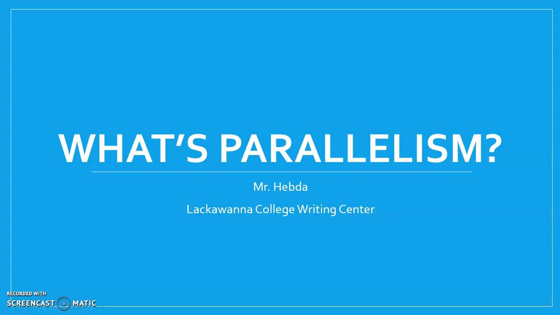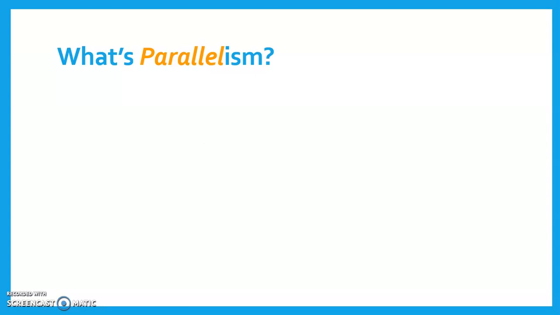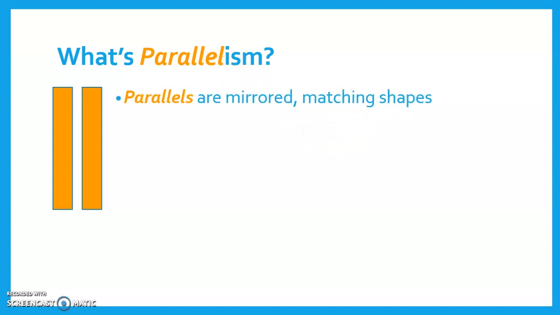So what's parallelism? If we notice, that word parallelism has another word inside it, parallel. And I know if you're like me, you think of math when you think of a parallel. You think of two lines that are kind of running alongside each other but never really touch. Another way to think about parallels is that parallels are mirrored or matching shapes, just like these two bars on the left-hand side here.